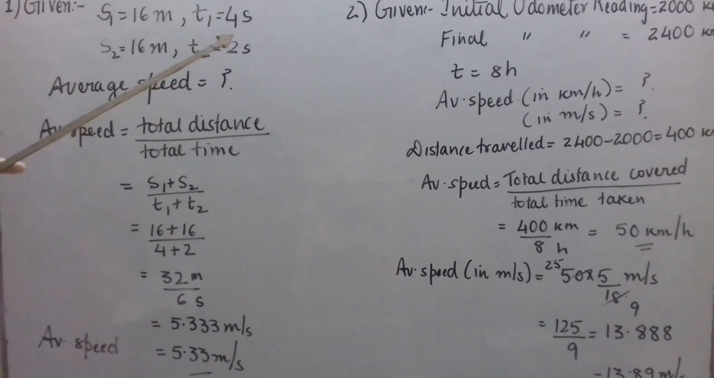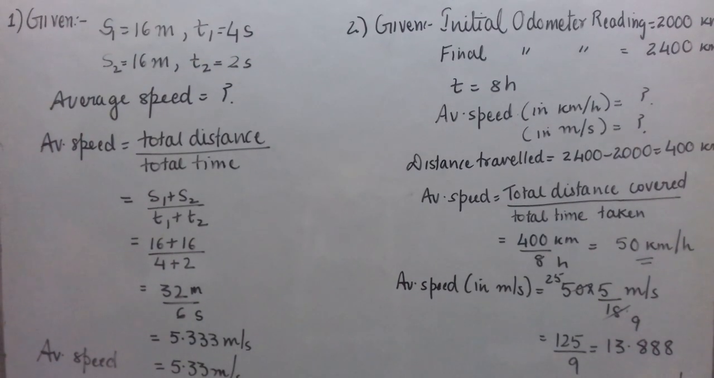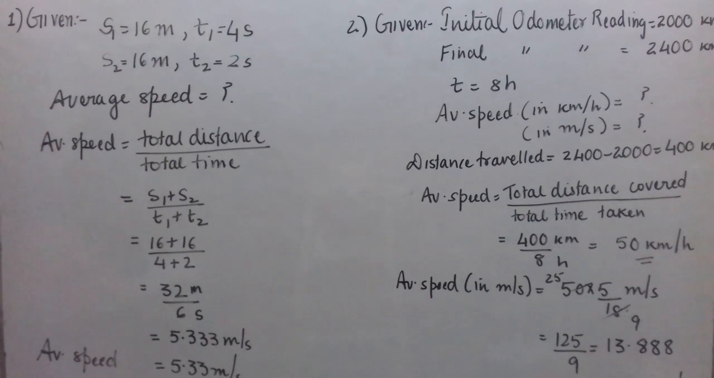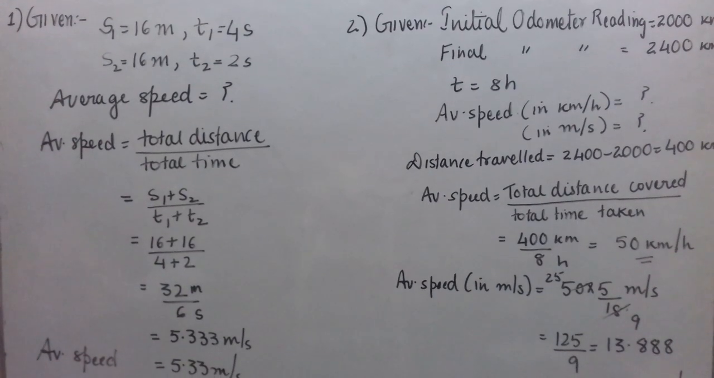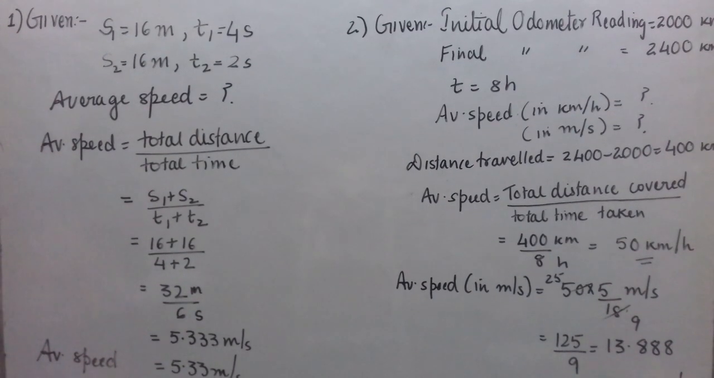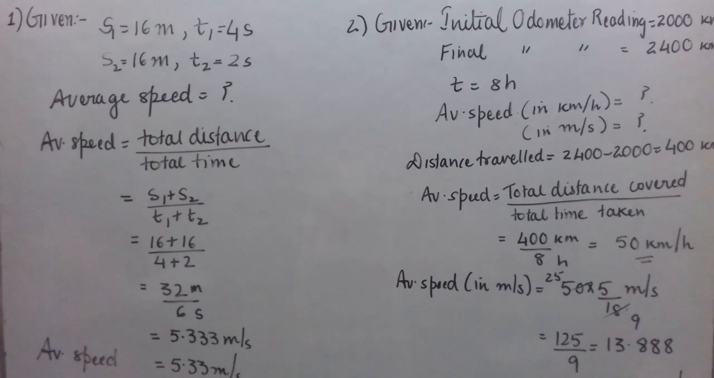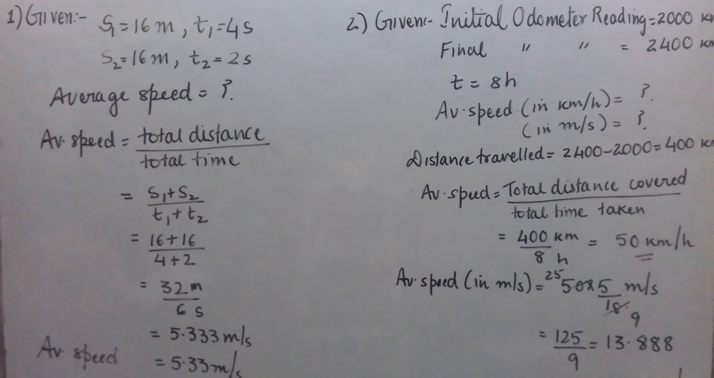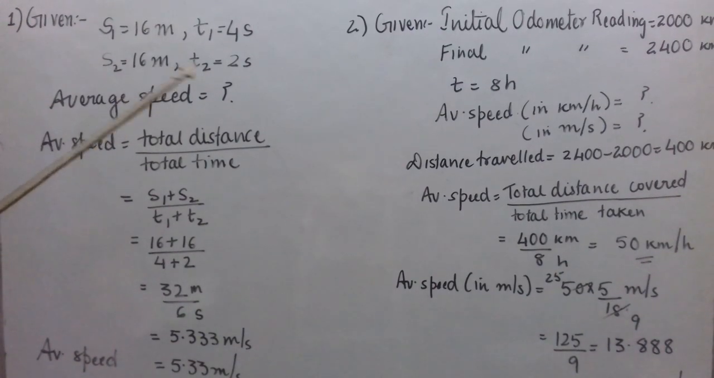Now example number 8.2. The odometer of a car reads 2000 km at the start of a trip and 2400 km at the end of the trip. If the trip took 8 hours, calculate the average speed of the car in kilometer per hour and meter per second. So here these questions are quite short, so we can write.